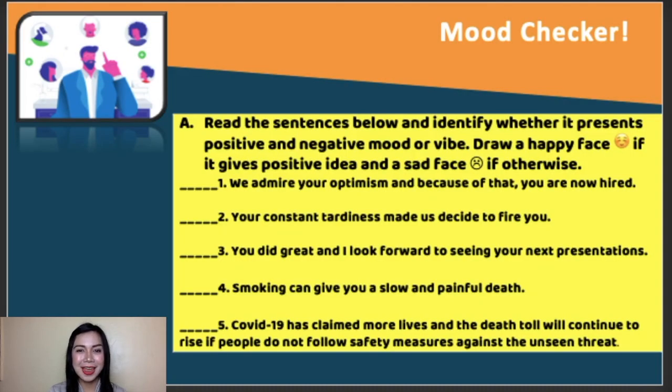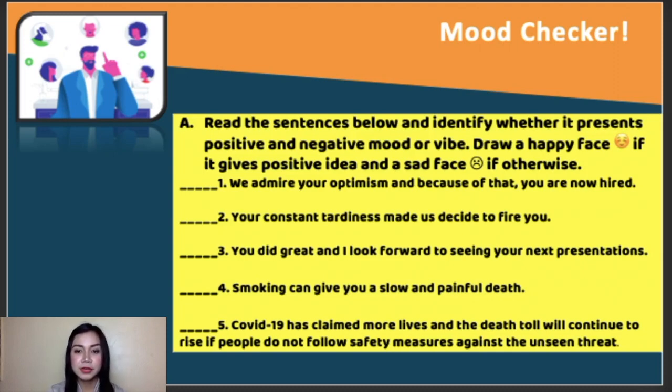Mood checker. Letter A. Read the sentences below and identify whether it presents positive or negative mood or vibe. Draw a happy face in our chat box if it gives a positive idea and a sad face if otherwise. Ready now, guys? Number 1, please read. Elena, we admire your optimism and because of that, you are now hired. Write your answer on our chat box. Happy face. Very good. Let's have number 2. Your constant tardiness made us decide to fire you. Post your answer. Go. Correct. Sad face. It's a negative mood or negative vibe.